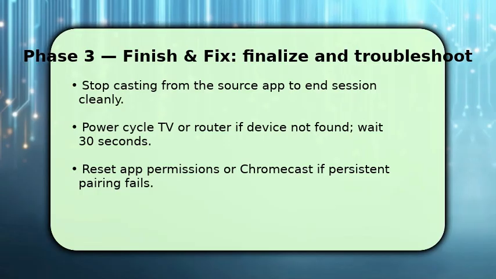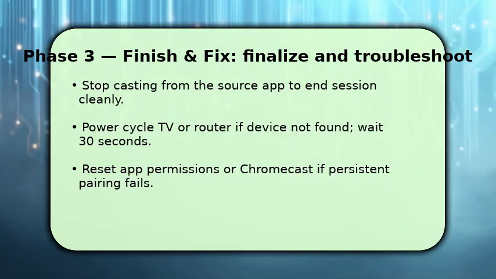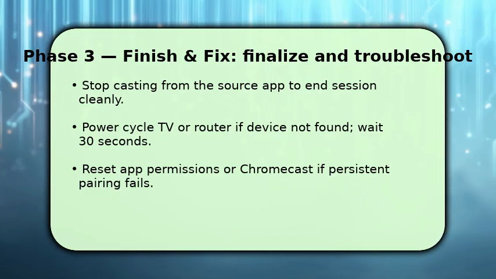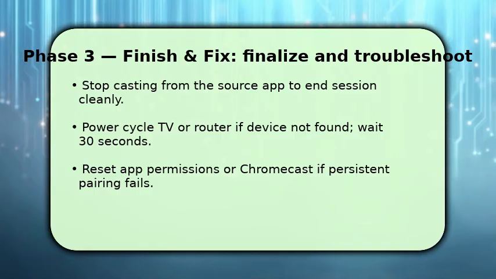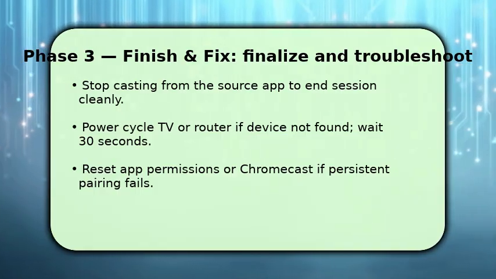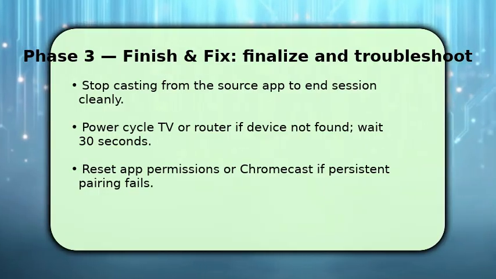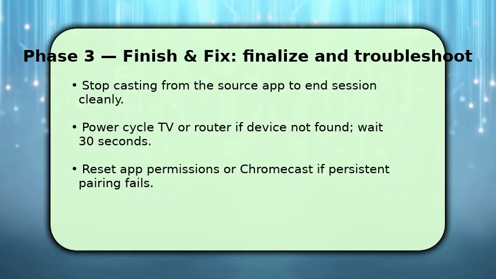If the TV doesn't appear, reboot the TV or router and try again after 30 seconds, because cached network info often causes discovery failures. When playback stutters, reduce stream quality or switch Wi-Fi bands. If nothing helps, reset the casting app's permissions or factory reset the Chromecast input. This clears mispaired credentials and typically restores reliable casting.